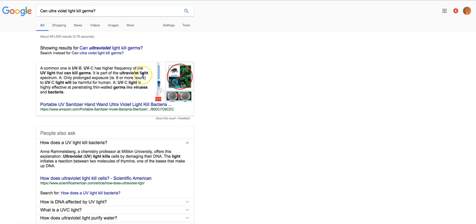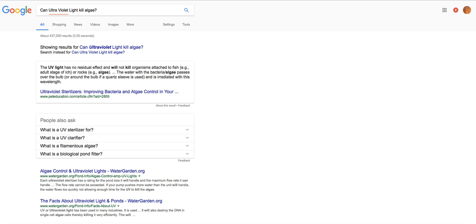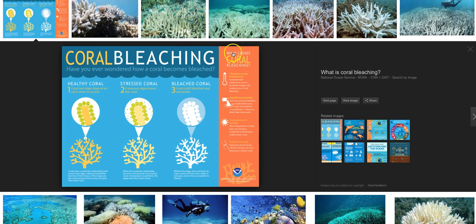UV B and C can kill germs, but they cannot kill algae. You ever seen a green swimming pool? It's usually during the middle of summer when it's the warmest, and that algae just absolutely thrives in that warm water. So if it were warm water around the Great Barrier, there'd be tons of algae.